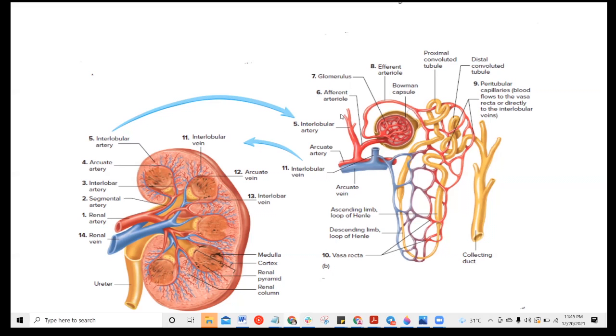Okay. And here, the afferent arterioles arise from the branches of the interlobular arteries. The afferent arterioles lead into the glomerular capillaries, as you can see there. And the seventh one is the glomerular capillaries, or the locations of filtration. So this is where filtration takes place. Next, efferent arterioles extend from the glomerular capillaries from here to here.